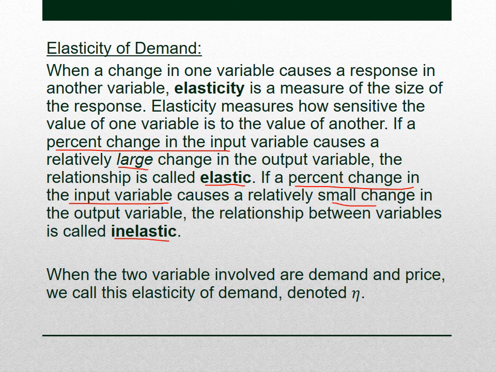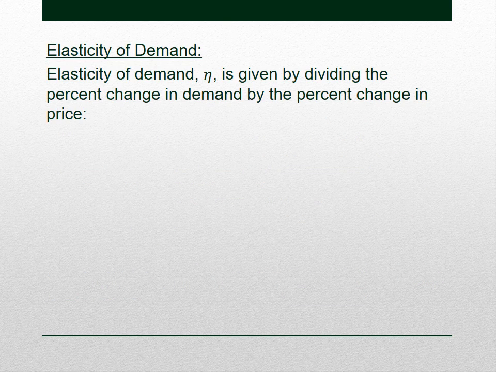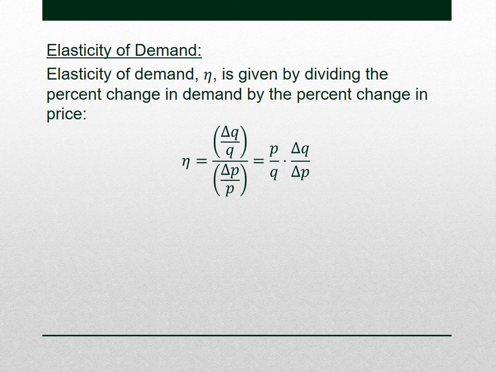So that's elasticity of anything. If we're talking about specifically demand and price, we call that elasticity of demand and denote it by eta. This elasticity of demand can be given by taking the percent change in demand, Q for quantity, that's the demand, and dividing it by the percent change in price. So that looks something like this. Don't worry about that. Let's just move on and see where all this came from.